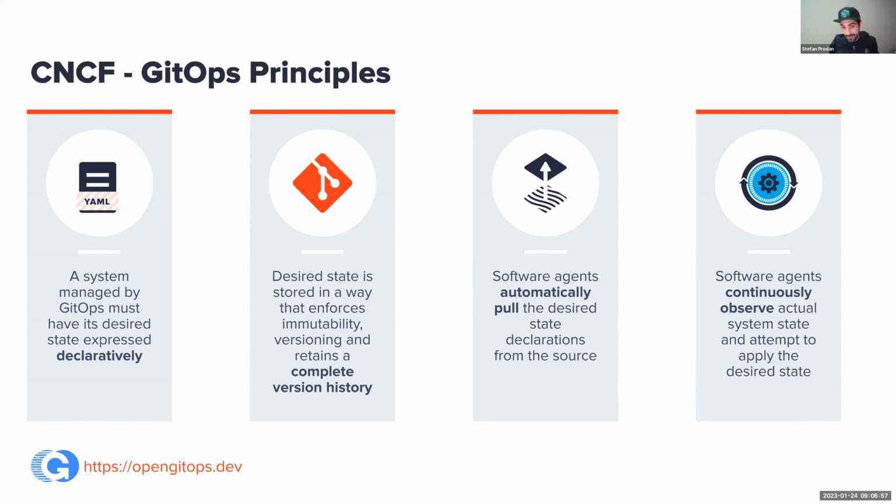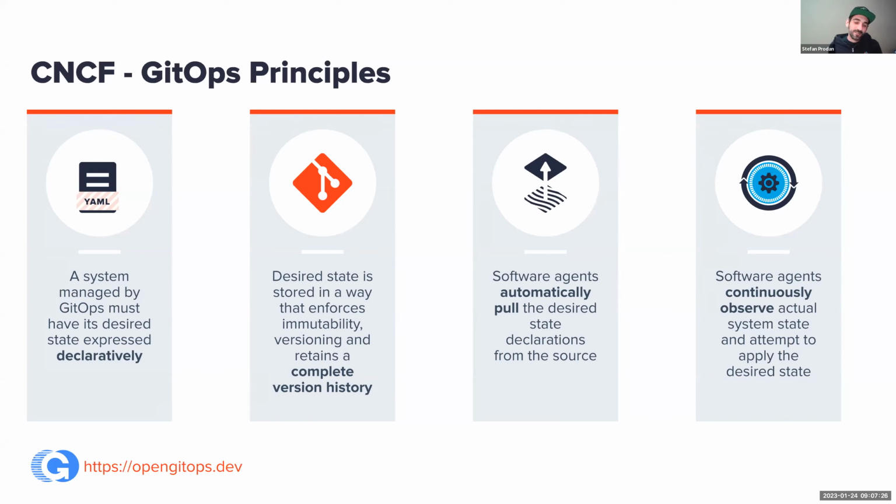Now, the second one is desired state is stored in a way that enforces immutability, versioning, and it retains complete version history. Well, that's a fancy way of saying, you know, you have a Git repo. Every time you do a change, you do a Git commit, a Git push. If you want to see all the things that happen on that repo, you do a Git history. Now, of course, you can cheat. You can do a Git force, you can override the history, but those are, let's say, Git issues.